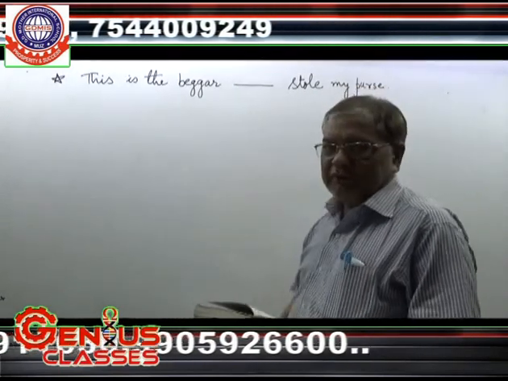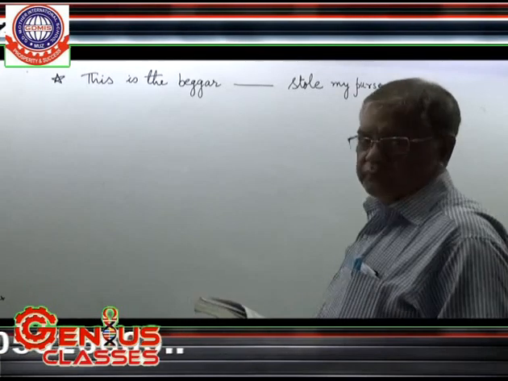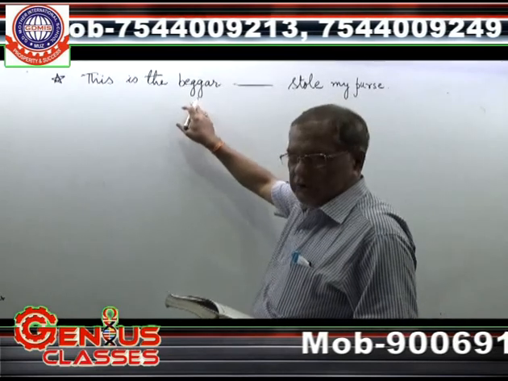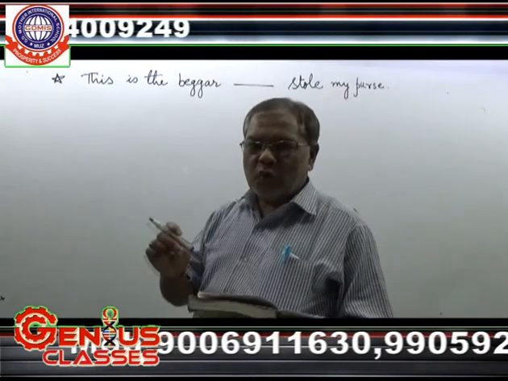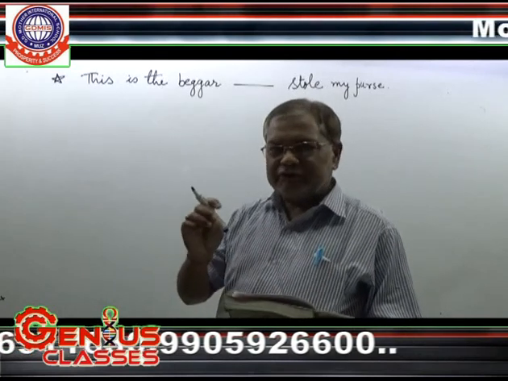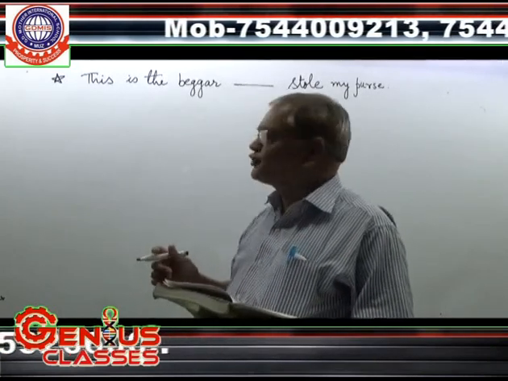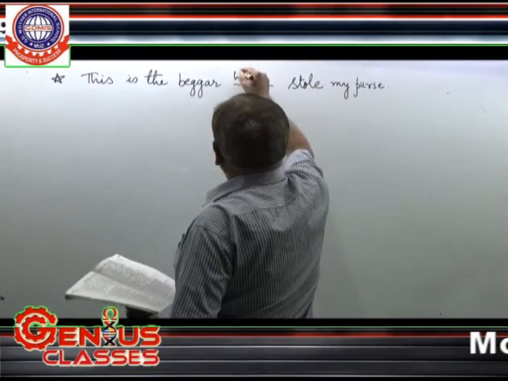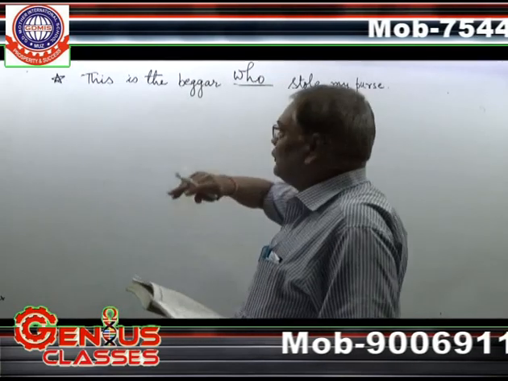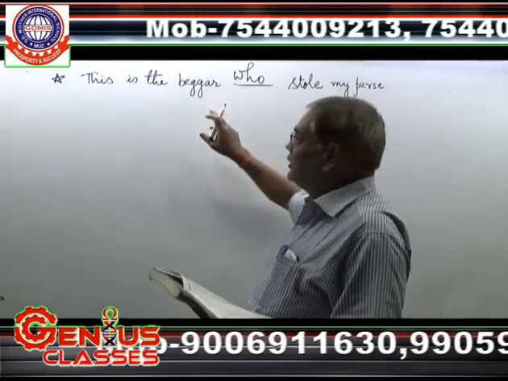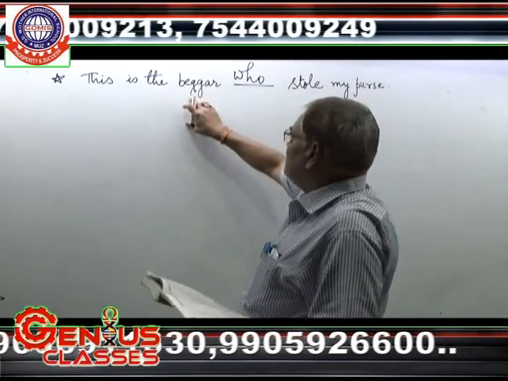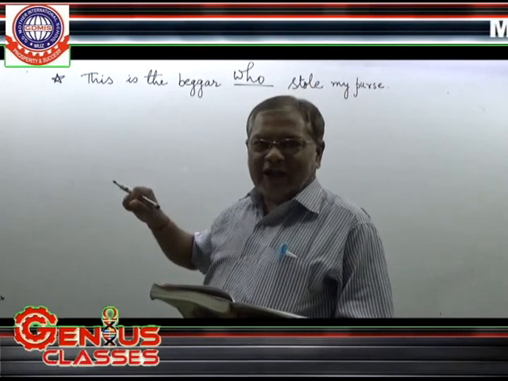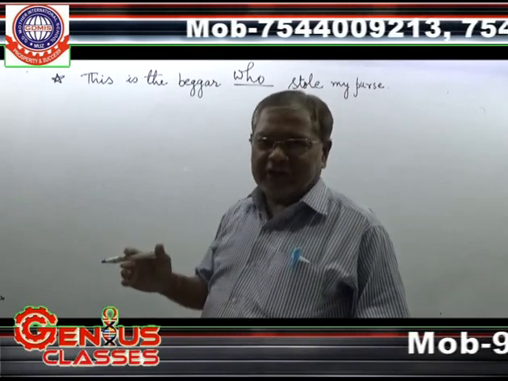Now, which kind of relative pronoun will you fill in? Beggar is a human being, and for a human being the relative pronouns who, whom, whose, that are the words that can be filled in according to the question asked. So, beggar is a person, a man, so it will be who over here. Wherever you use a relative pronoun, it must be matched with the word before it.